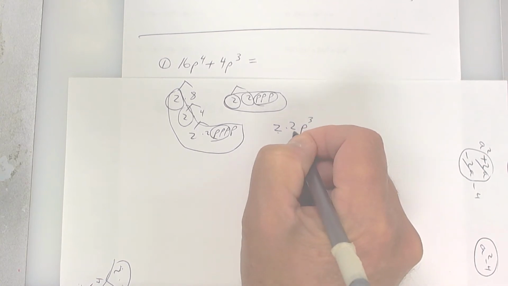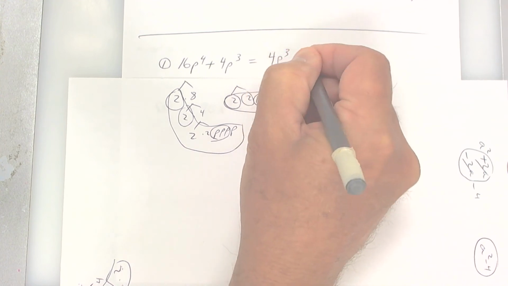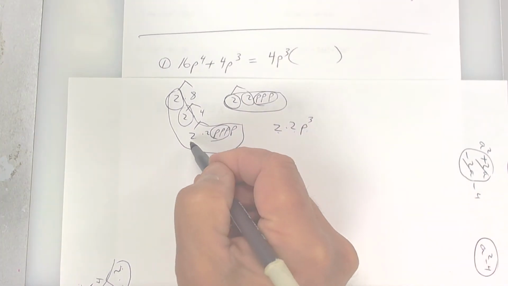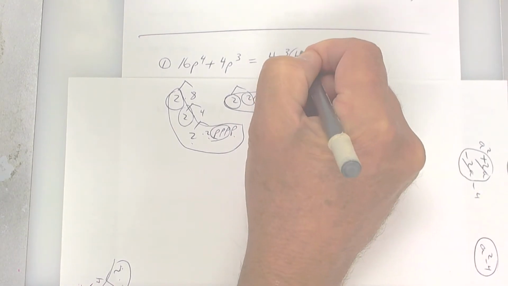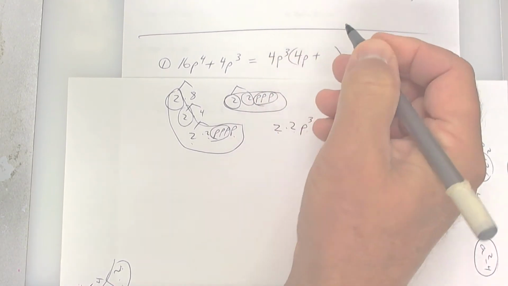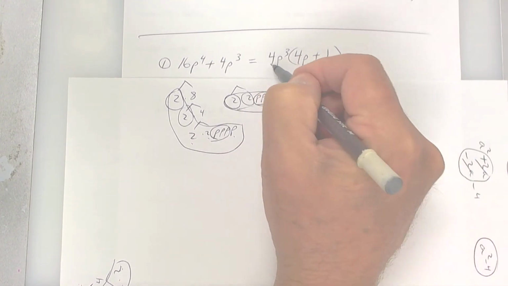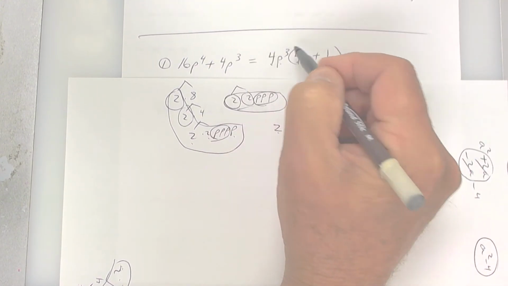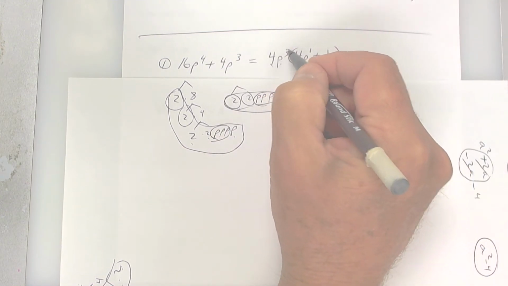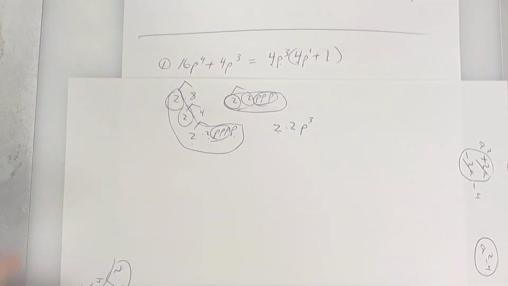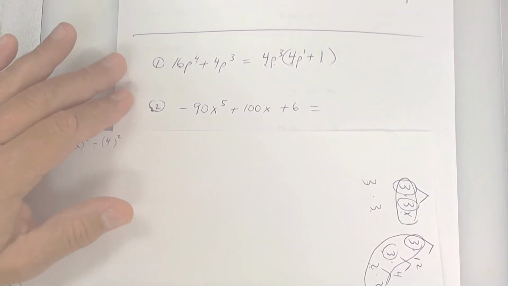So your greatest common factor is 4p to the third, and you're left with 2 times 2 is 4, and a 4p. This one, everything is taken out, so put a 1. 4 times 4 is 16. P to the third times p to the first is p to the fourth. And 4p to the third times 1 is 4p to the third, and you're done. All right, here's another one here. Let's work this one out.